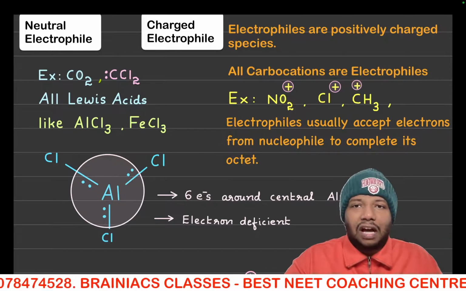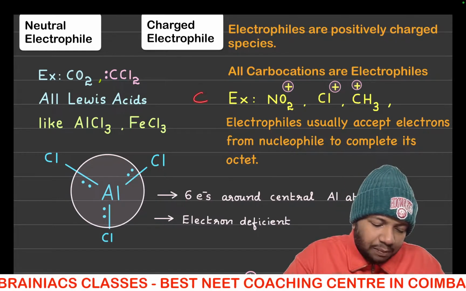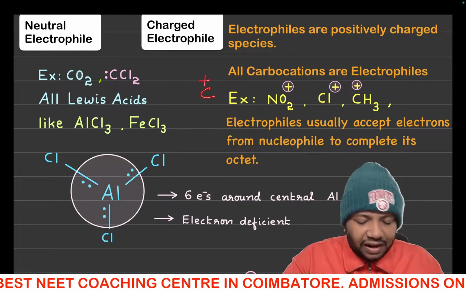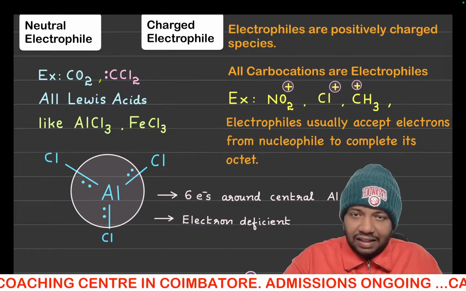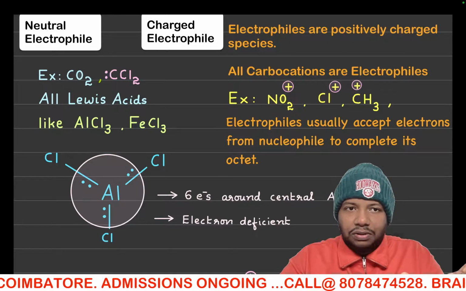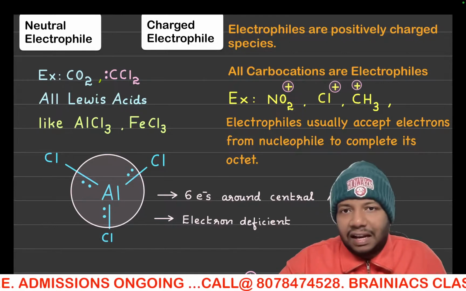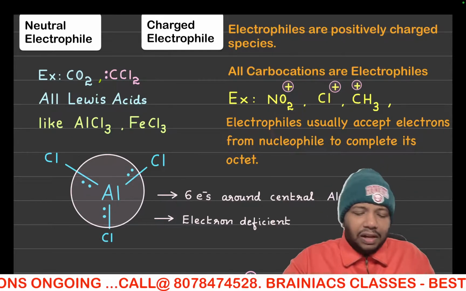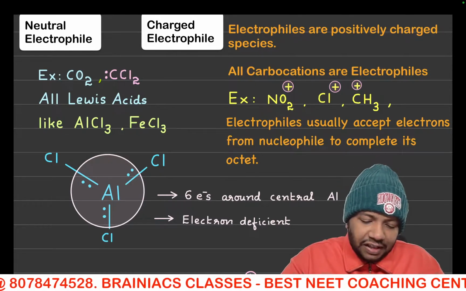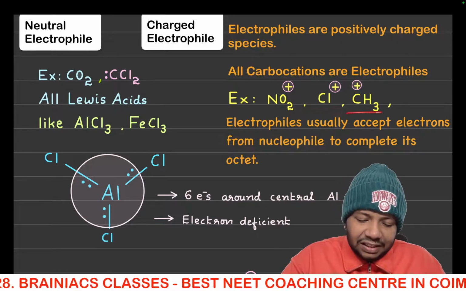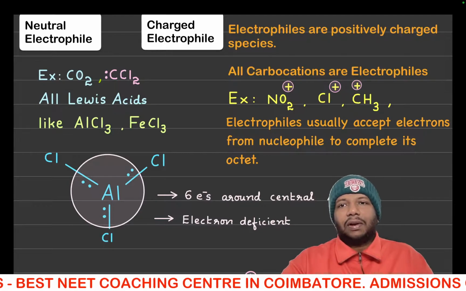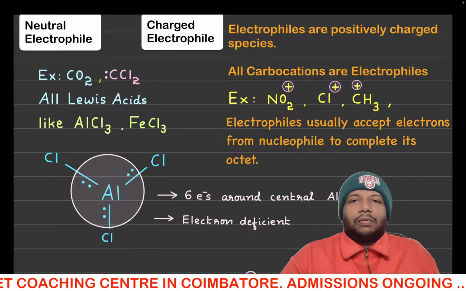What is fundamentally a carbocation? Carbon carrying a positive charge. In a carbon carrying a positive charge, there is a vacant orbital, or a deficiency, or simply carbon has a positive charge. If any species has a positive charge, usually it will behave like an electrophile. Now let us see the famous electrophiles: nitronium ion, NO2+, Cl+, chloronium ion, and CH3+. You can see carbon with positive charge, so it's a carbocation also.